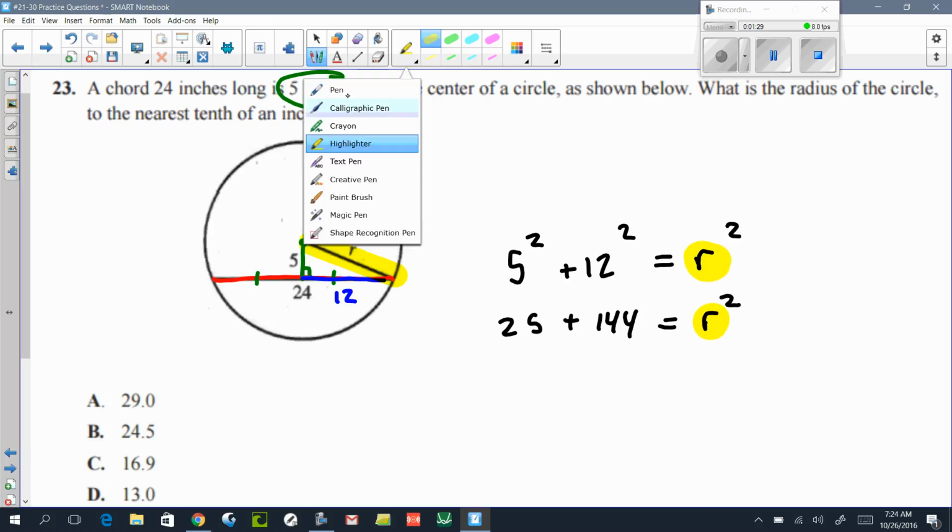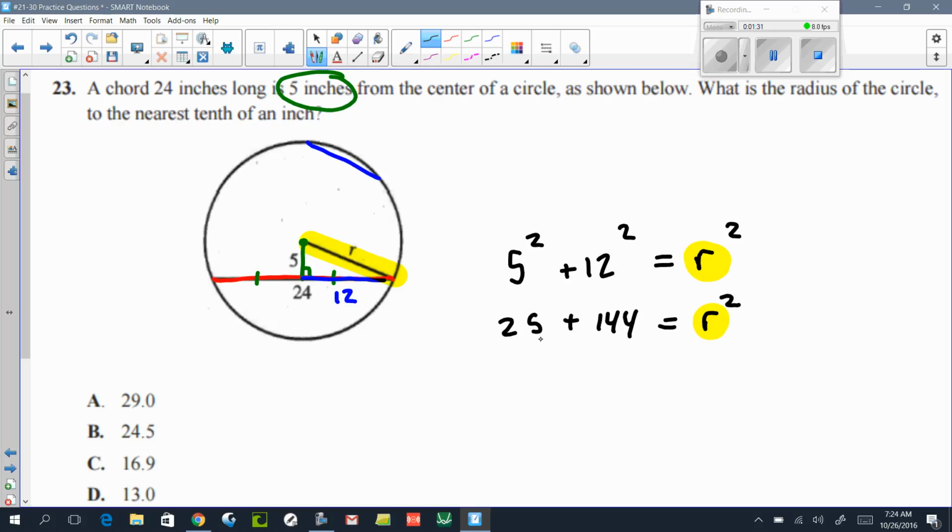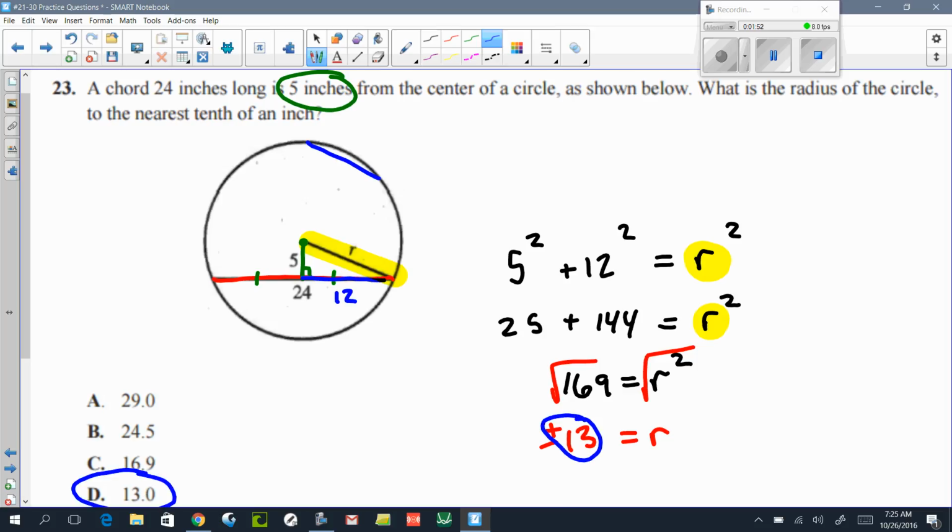So let's continue to solve the equation I've got written out here. 25 and 144 is 169, which is equal to the radius squared. We would square root both sides, and r would be equal to plus or minus 13. In this particular case, since we're talking about a length, obviously the only answer here would be the positive 13. So the answer to this problem is D.